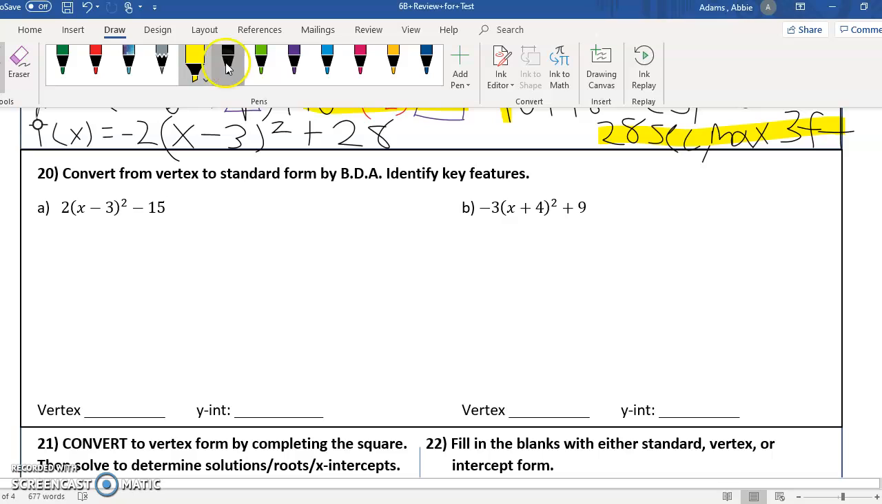Let's look at example A. So example A says 2 multiplied by x minus 3 squared minus 15. This is already in vertex form, so let's find the vertex real quick. That's going to be our negative h, k. So in this case, it's going to give us positive 3, negative 15 for the y value. Okay, so let's get into BDA.